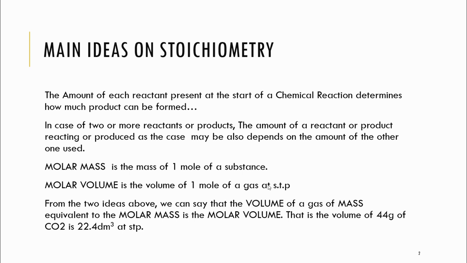So the amount of each reactant present at the start of reaction determines how much products can be formed. That means your reactant determines the product. In case of two or more reactants or products, the amount of a reactant or product reacting or produced, as the case may be, also depends on the amount of the other one used. Let's say, for example, you have A plus B giving me C plus D. A will depend on B, and C will also depend on D. Or let me just say C and D depend on A and B.